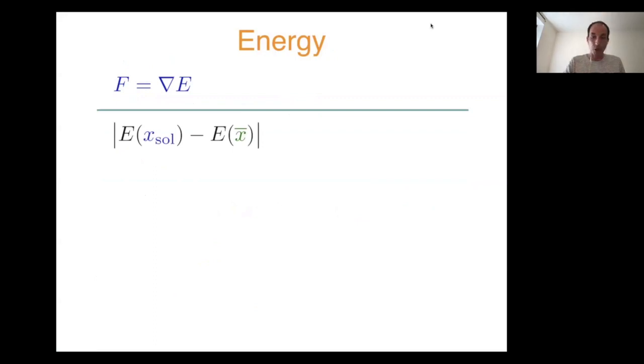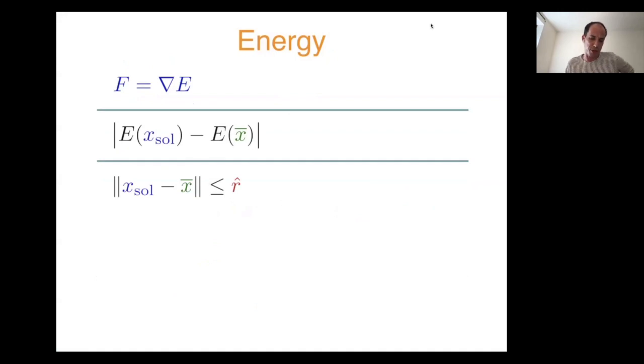Well, I'm going to use again that the gradient of E is F, and for the numerical solution, I can just compute the energy very accurately. So I'm left with computing the difference between the energy of the solution and the numerical approximation. And I know that the solution is quite close to the numerical approximation.